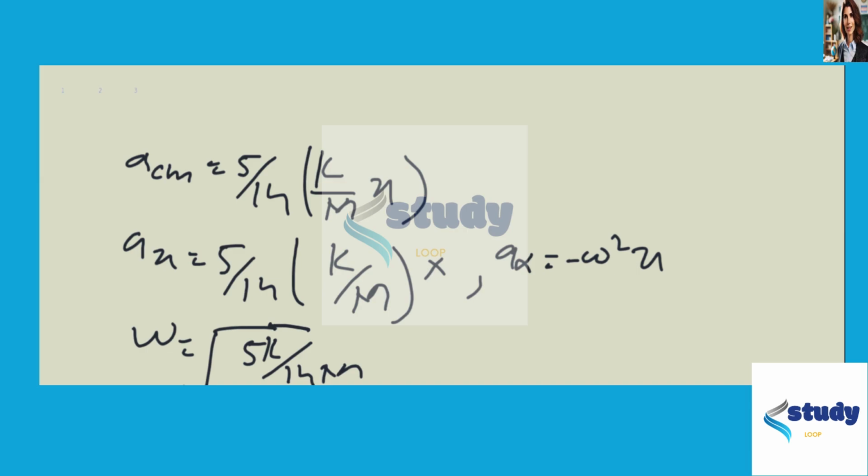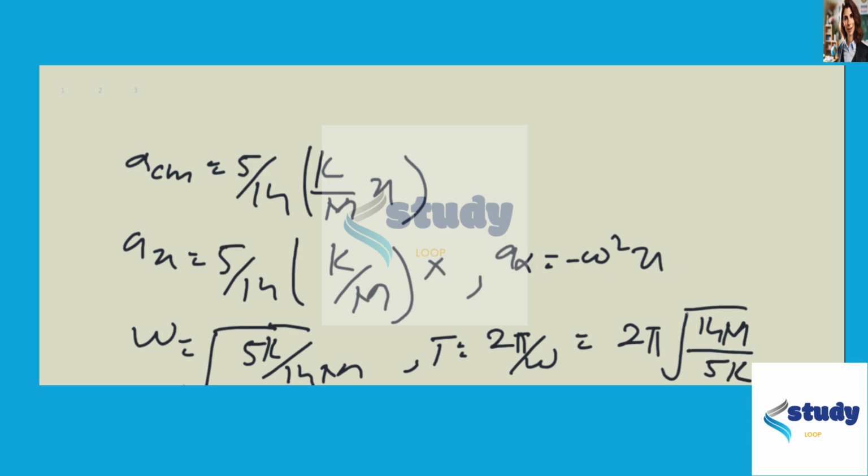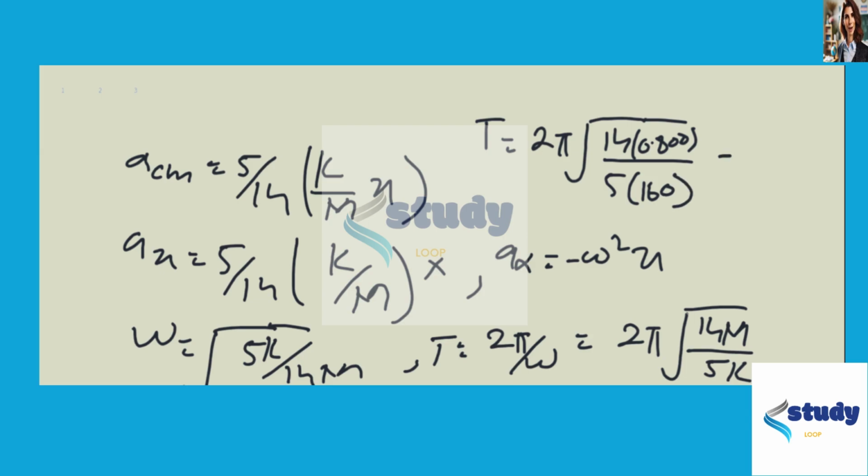Using the definition of T is equal to 2 pi over omega, we can write our time period will be T equals 2 pi square root of 14m divided by 5k. Then substituting the values, we can find T. So our T will be 2 pi square root of 14 times 0.800 kg divided by 5 times 160. This gives us 0.743 seconds time period.